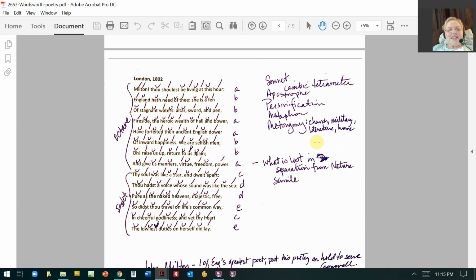This is, to me, reminiscent of London by Blake, where he talks about the Chartered Thames and all of that. This is a sonnet. It is a Petrarchan sonnet, though the rhyme pattern is a bit different than The World Is Too Much With Us.